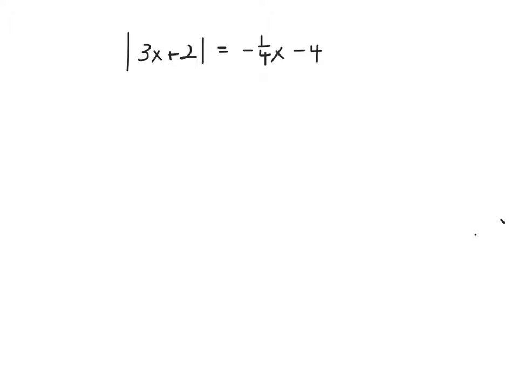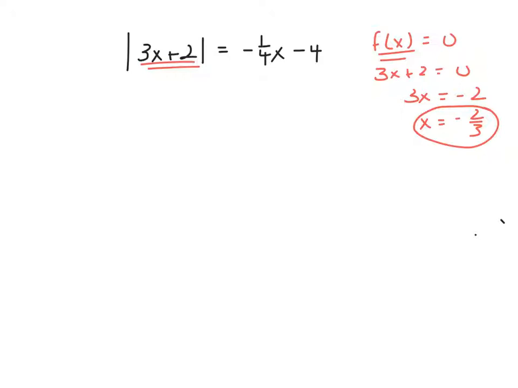So the function zero, I will say, is when f of x equals 0, and the specific function I'm looking for is the one inside the absolute value bars, okay? So I go 3x plus 2 is equivalent to 0. Minus 2 from both sides, I get 3x equals -2. So I get x equals -2/3. So the function zero is -2/3.